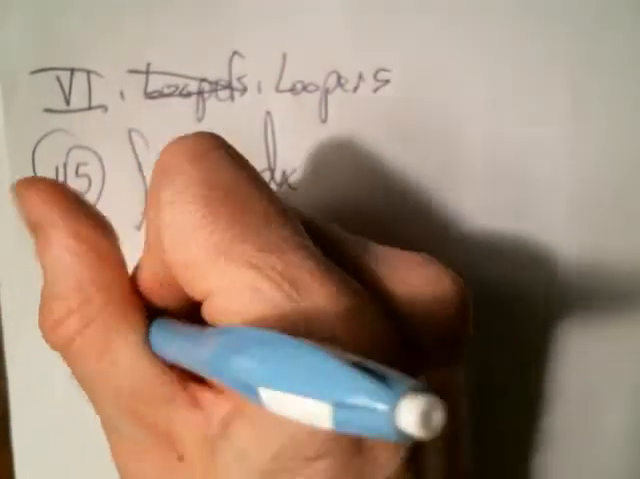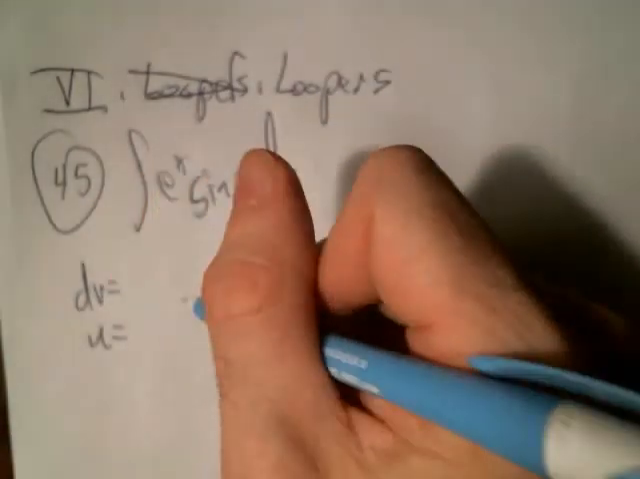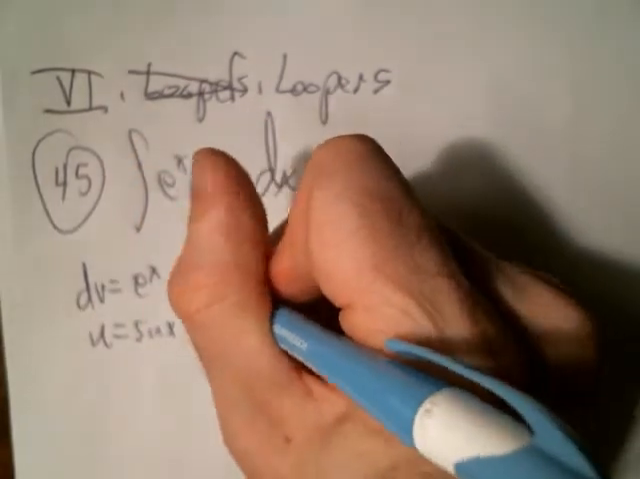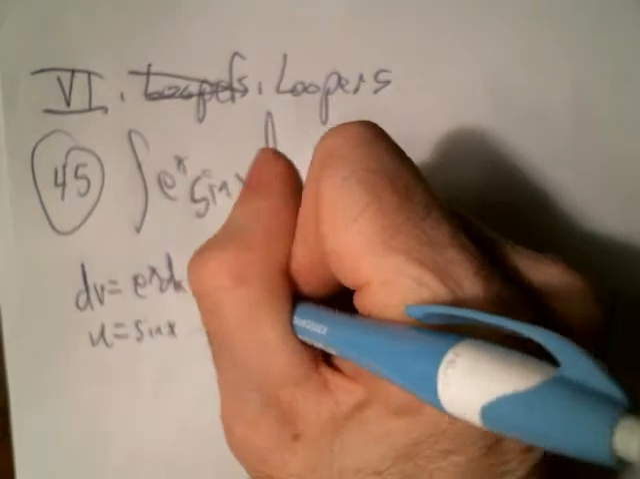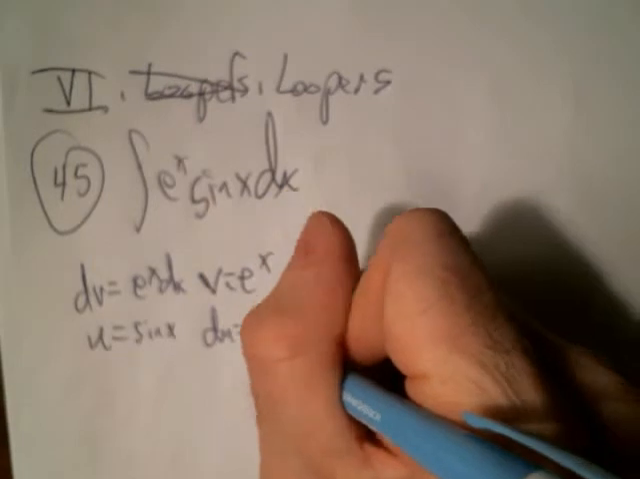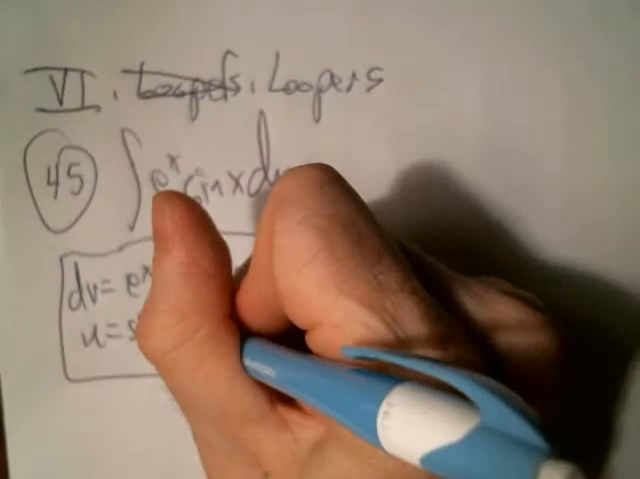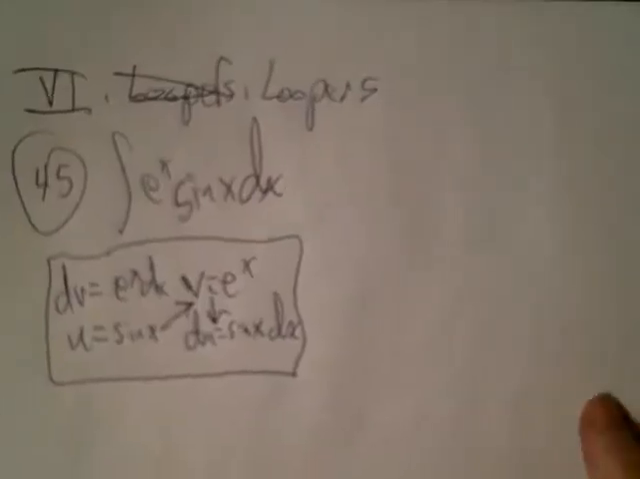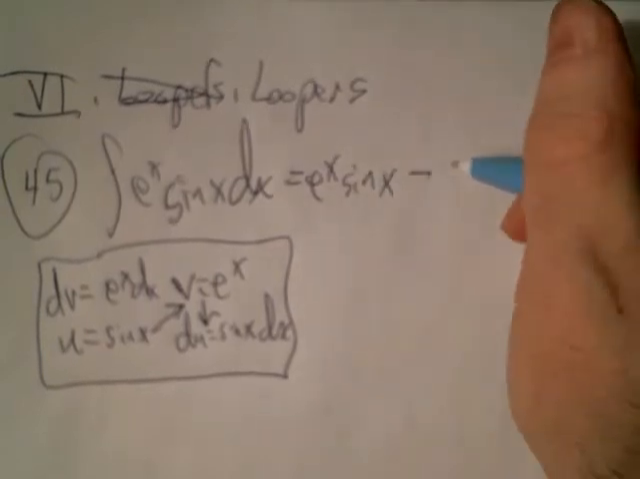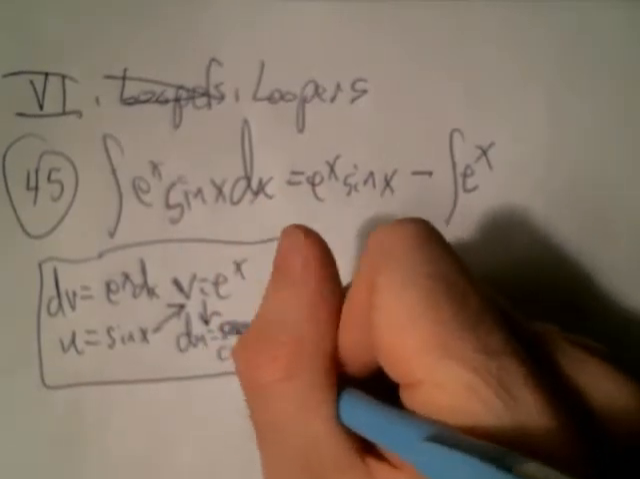So I need a u, I need a dv. So by LIATE, they say use trig before exponential. So my u is sine x, my dv is e to the x dx. So my v will end up being e to the x, the integral of e to the x. du is cosine x dx. Here's my chart. I need to go this times this minus that times that, right? So this will be e to the x sine x minus the integral of e to the x, whoops, and this should be cosine x.